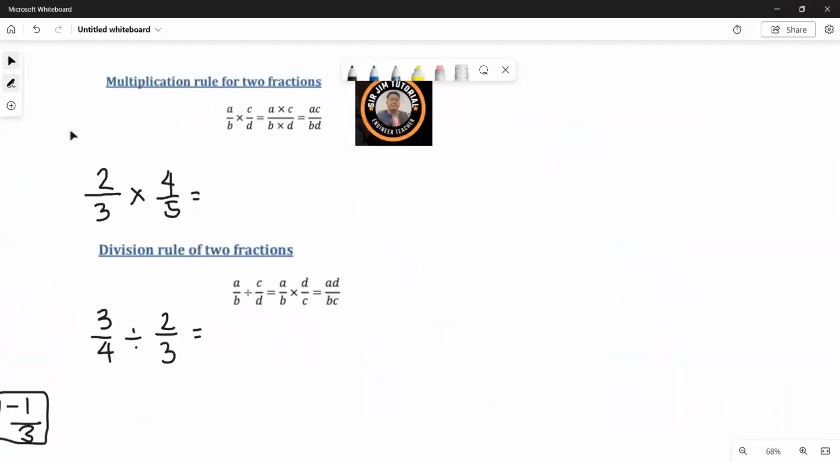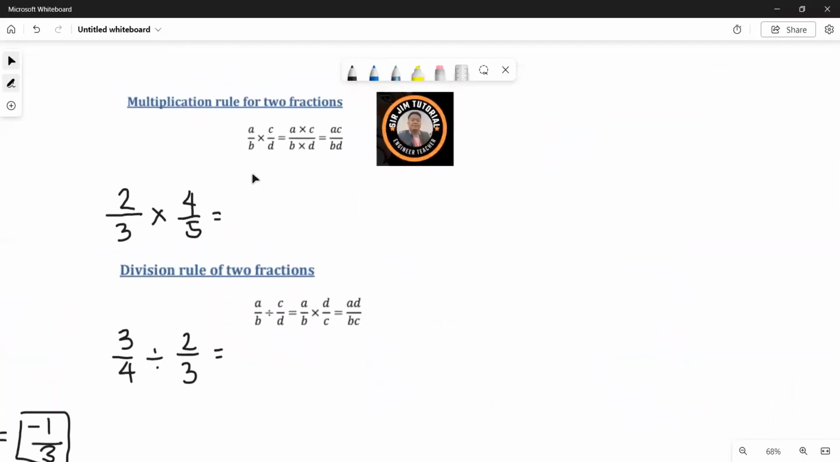Multiplication. For multiplication, the rule is just a times c and then b times d. The numerators multiply, and the denominators also multiply. So you have here 2 times 4 and then 3 times 5. 2 times 4 is 8, and 3 times 5 is 15.